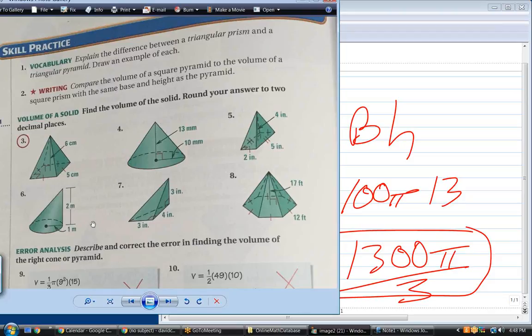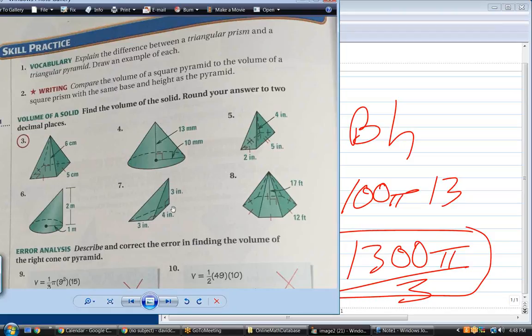So, will they ever not give you the vertical height? Well, yeah, they might. They might not give you everything you need to plug directly in, for example, number 8. Not number 6. Number 6 is easy. It's pi times 2 divided by 3. It's 2 pi divided by 3.